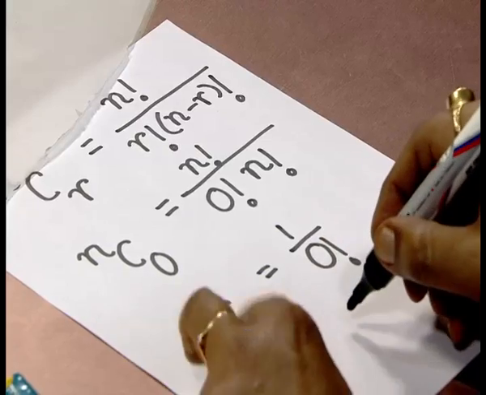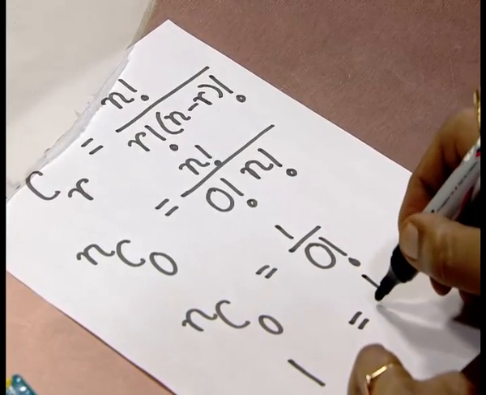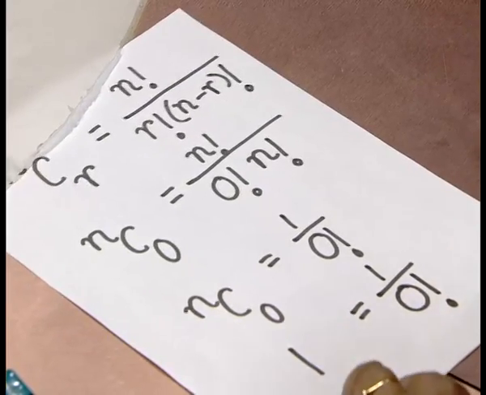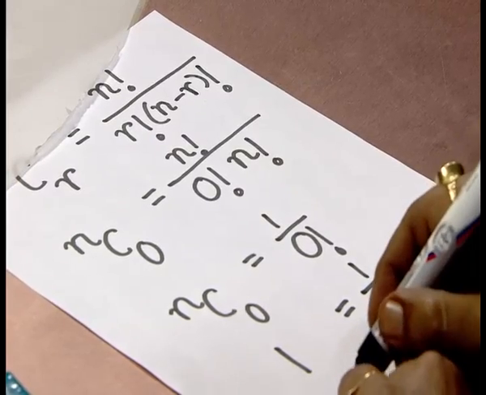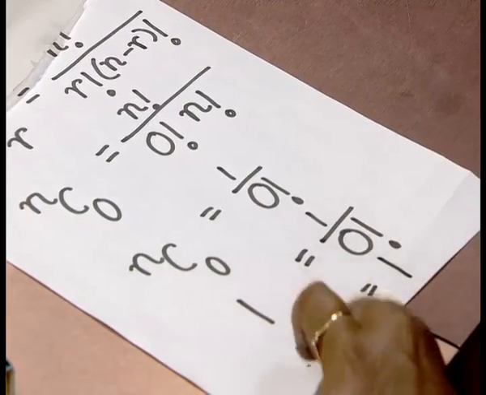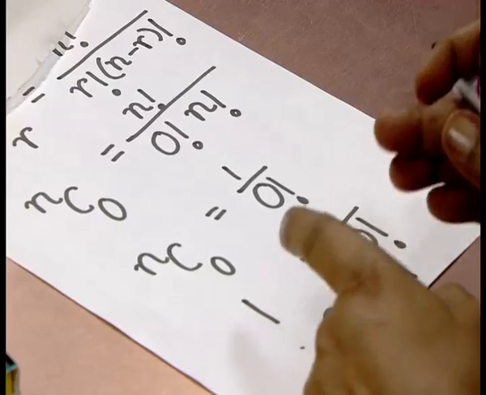So, 1 is equal to 1 upon factorial 0, with factorial 0 in the denominator and 1 in the numerator. Therefore, factorial 0 is equal to 1. So, we arrived at the value of factorial 0 using the basic formula of combination. And there is another trick by way of which we can apply somewhat the principle of induction to arrive at the value of factorial 0.